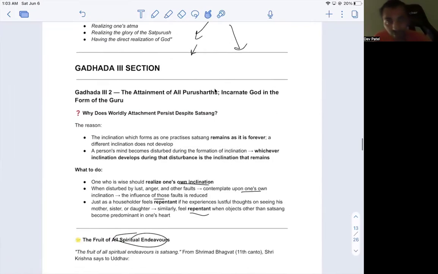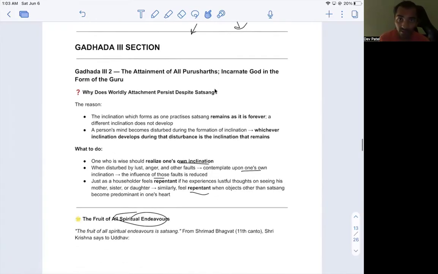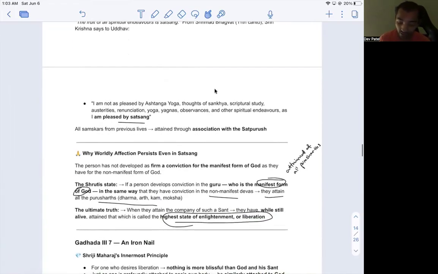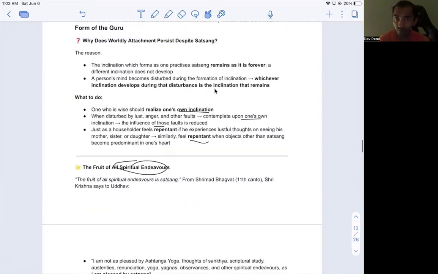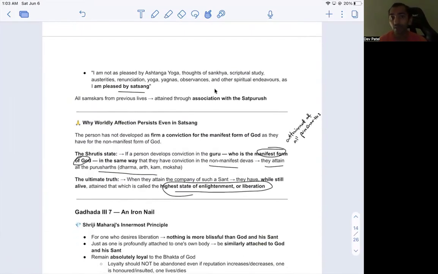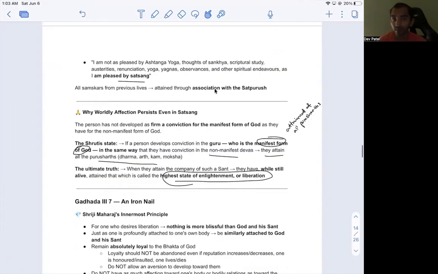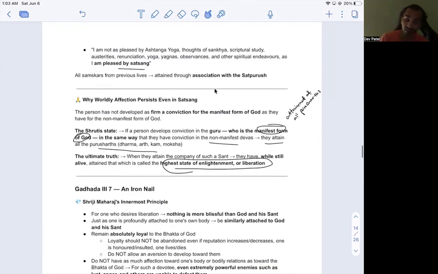And the attainment of all Purusharths, the fruit of all spiritual endeavors, is satsang. And when are you considered to have attained all of these spiritual endeavors? It is when you attain the company of the Sant and you realize that the manifest form of God is present, and have conviction in the manifest form of God in the same way you have a conviction for the non-manifest, then they attain all the Purusharths.